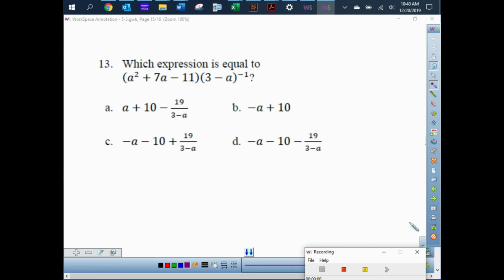And finally, you see these last two multiple choice problems. I don't like the way they ended up working out, so we ain't going to do them.